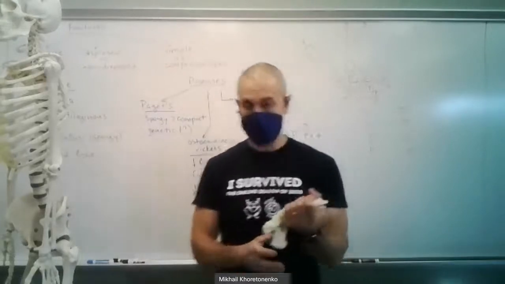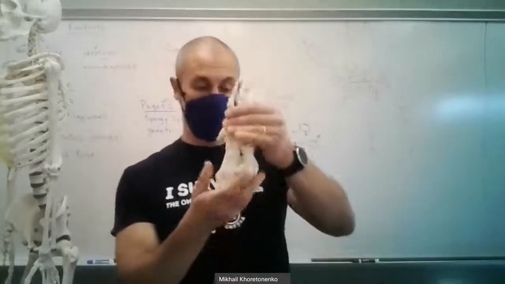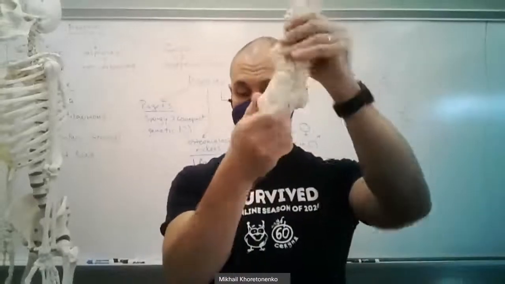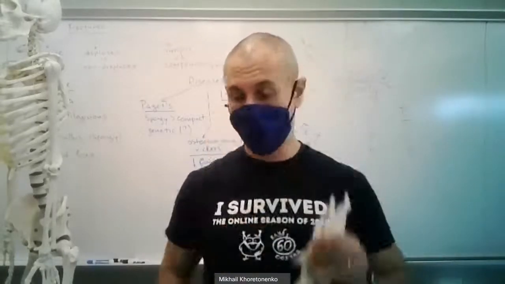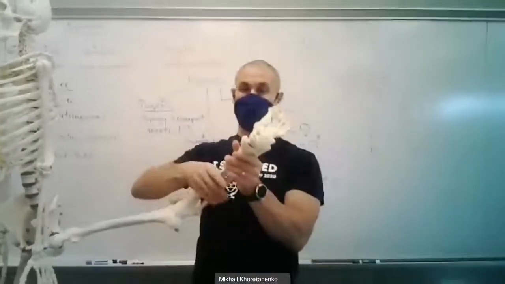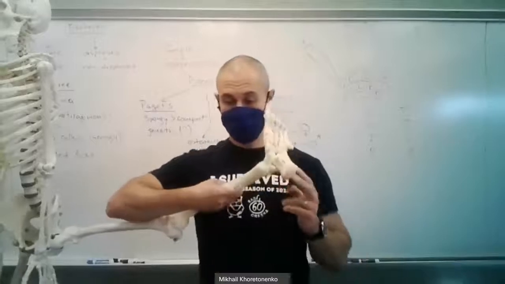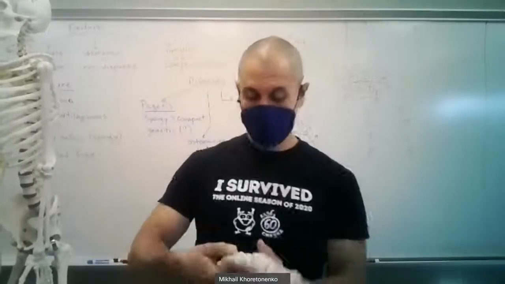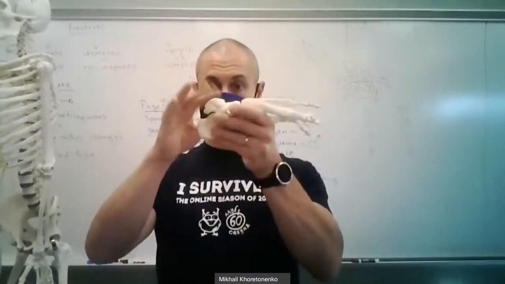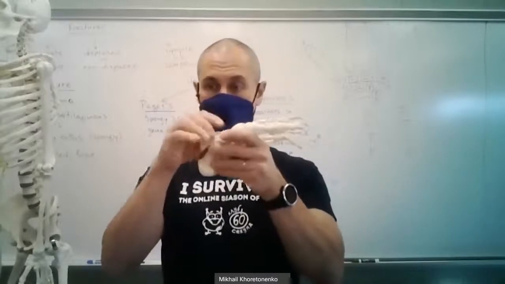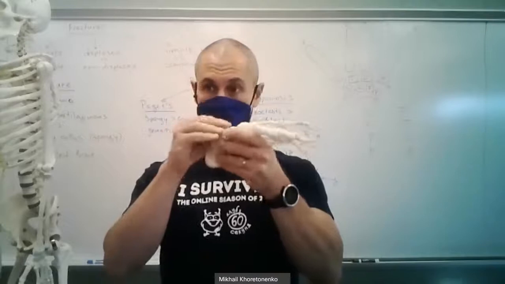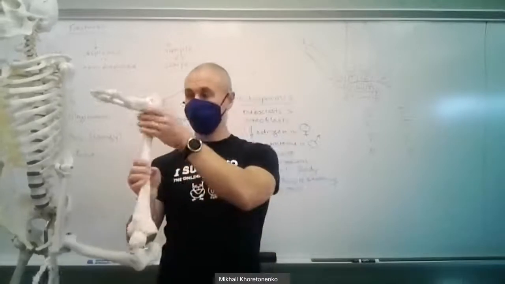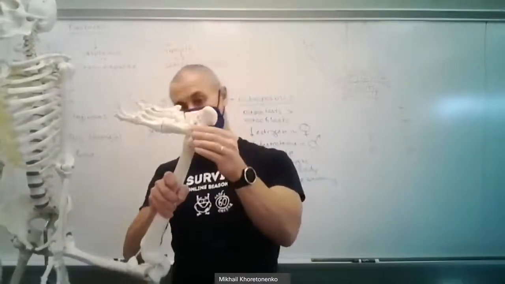Now, let's do tarsals. So first, look at these two big bones here. The biggest one is the calcaneal bone, or calcaneus. Here it is. This one is the heel bone. The second biggest, kind of on top of the calcaneus right here, is the talus. You can kind of see the talus here.